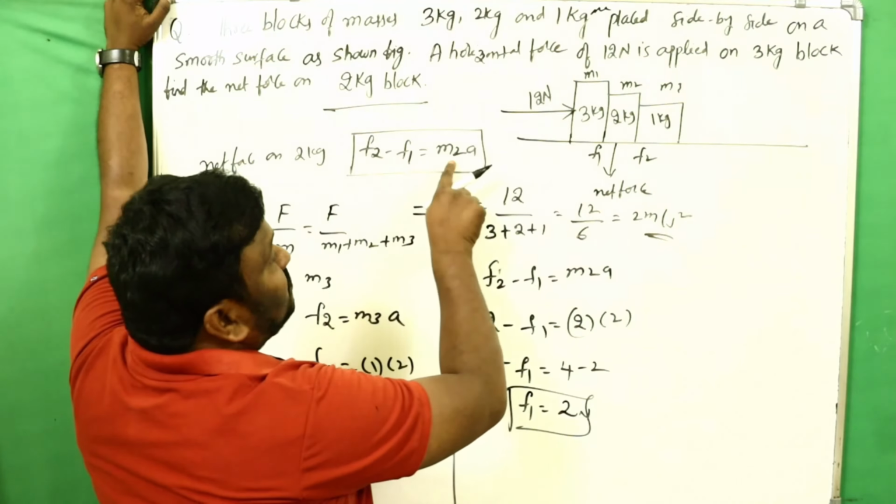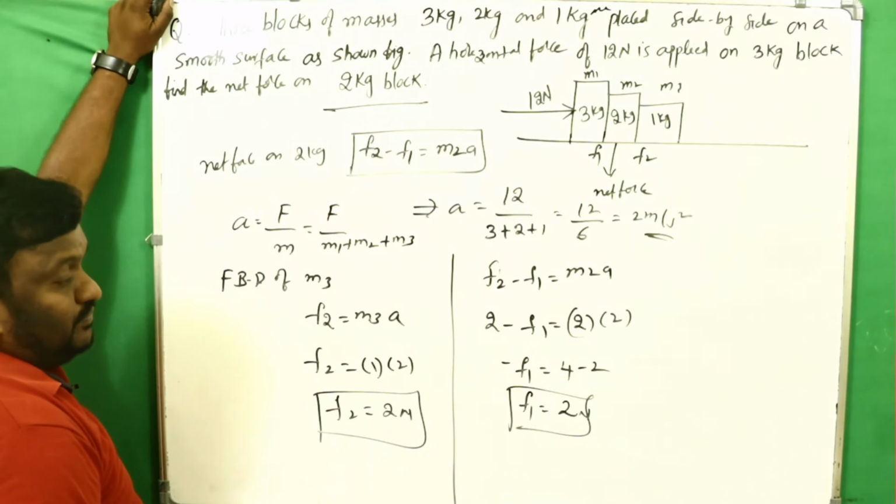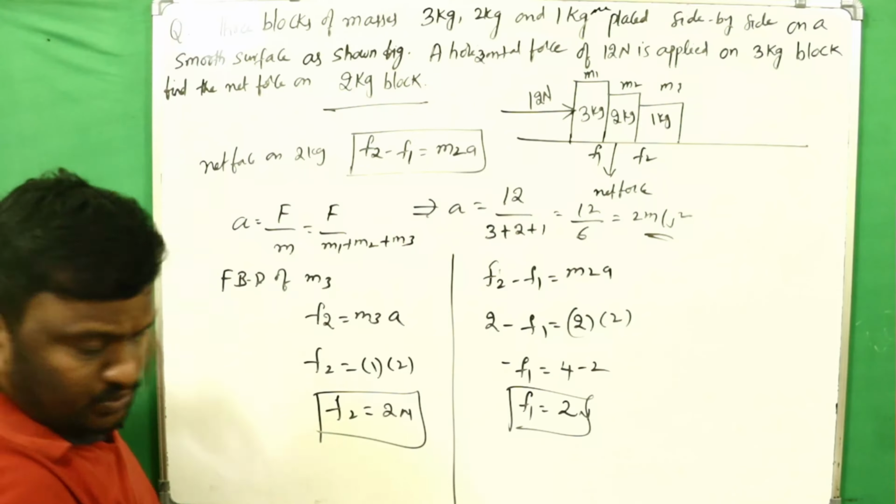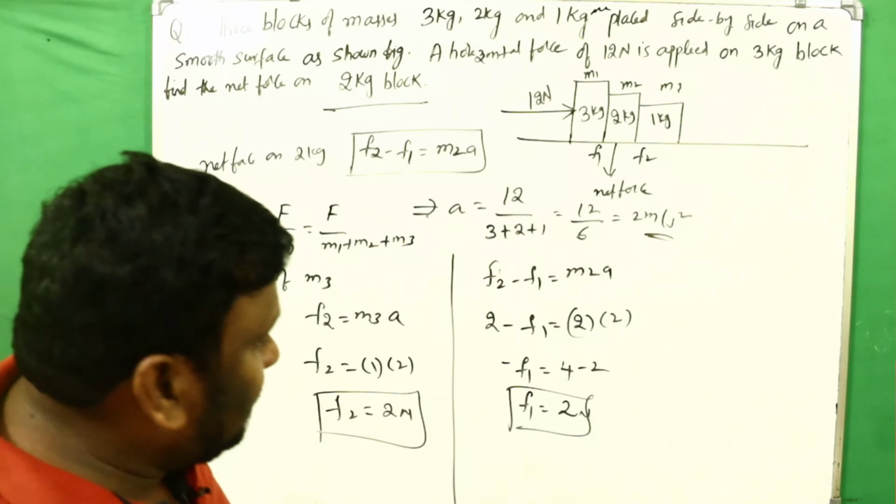Then obviously what you have to find out is f2 minus f1 is equal to m2a. So there is no need to do all these things. Simply here, what did he ask us? f2 minus f1 is equal to m2a. That is only the net force. So f2 minus f1 is equal to m2 value 2, and a value 2. Then f2 minus f1 is equal to 2 into 2, 4 newtons.